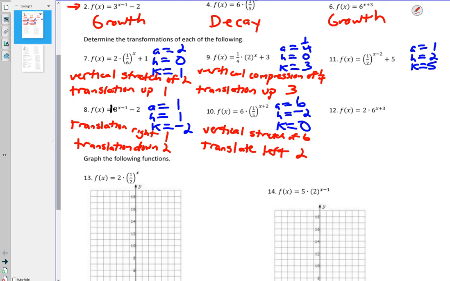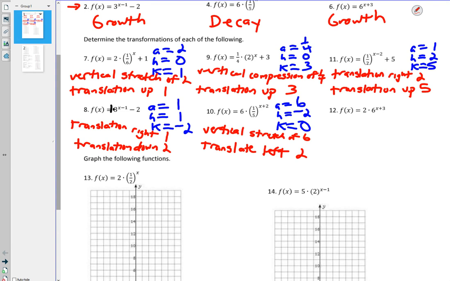Good translation. Use the keyword translation. Right. Two, and then. Good. Translation of 5. Don't stretch and compress.